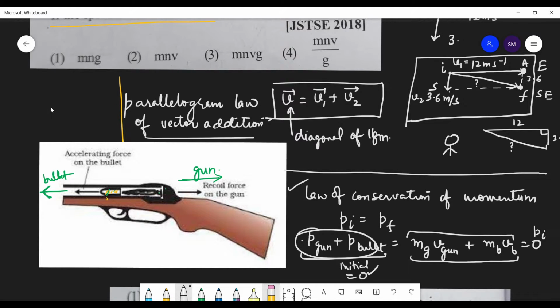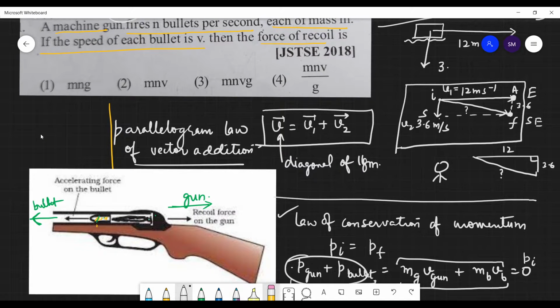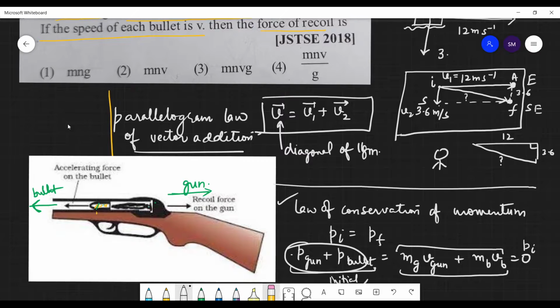Now what's your question? If a machine gun fires n bullets per second, and the speed of each bullet is v, then how much will be the force of the recoil? Tell me which of these options is correct.